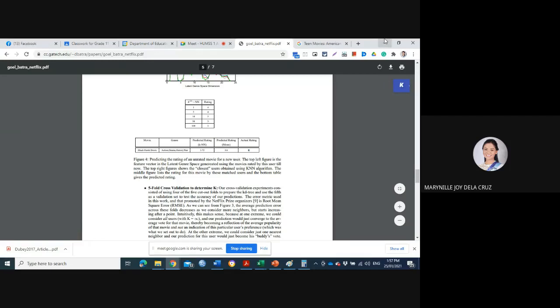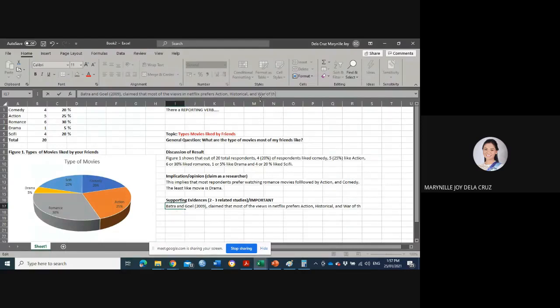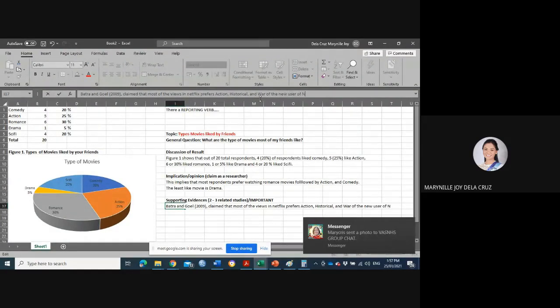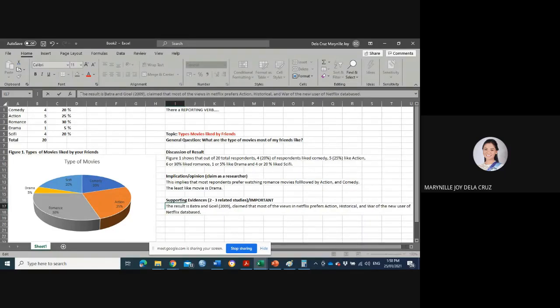Of the new user of Netflix database. The result is in contrast to the result of Batra and Goel, 2019, that claim that most of the viewers prefer war and user based on the Netflix database.